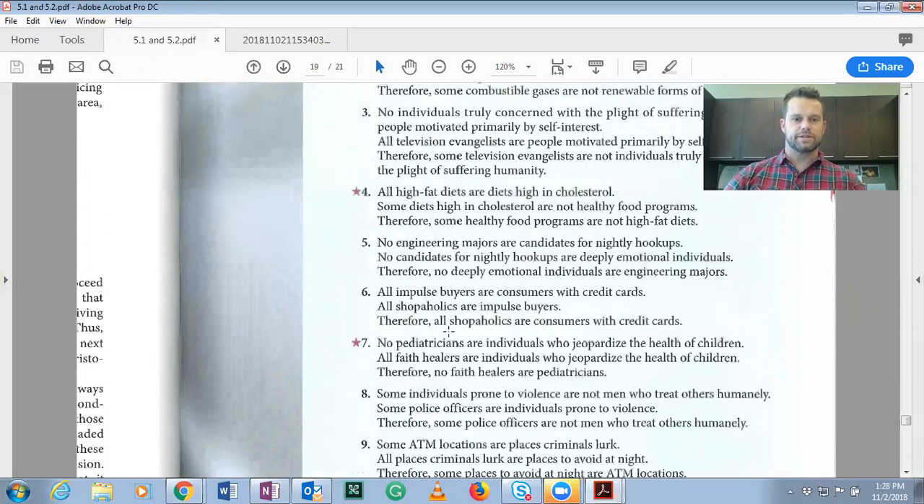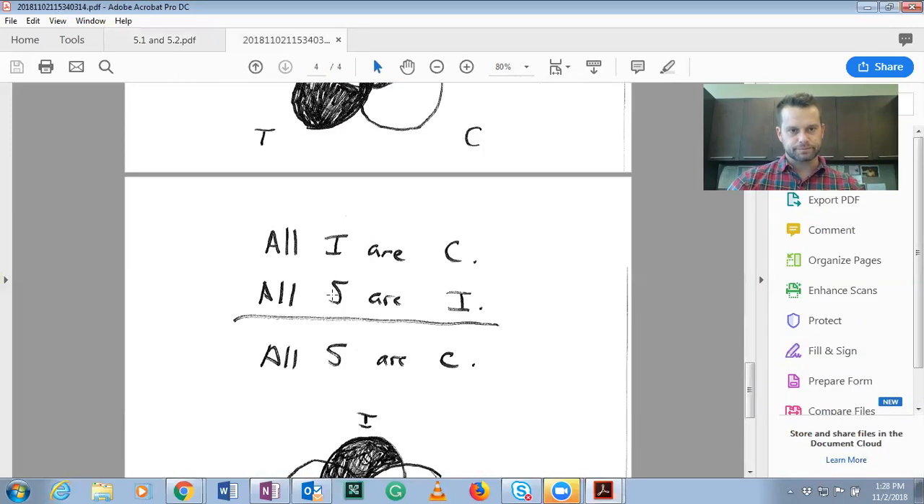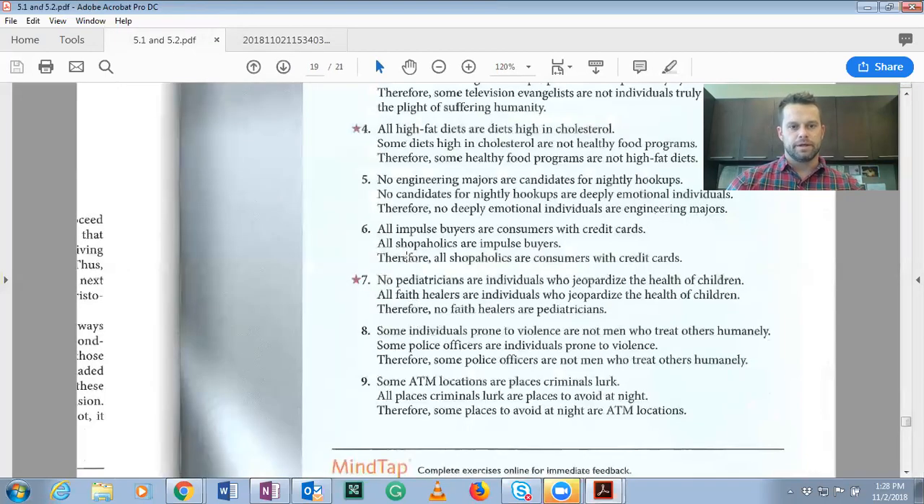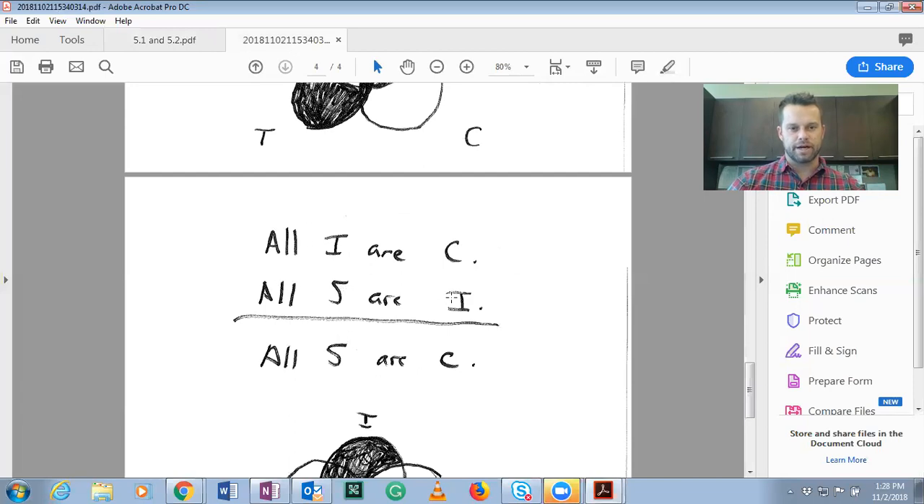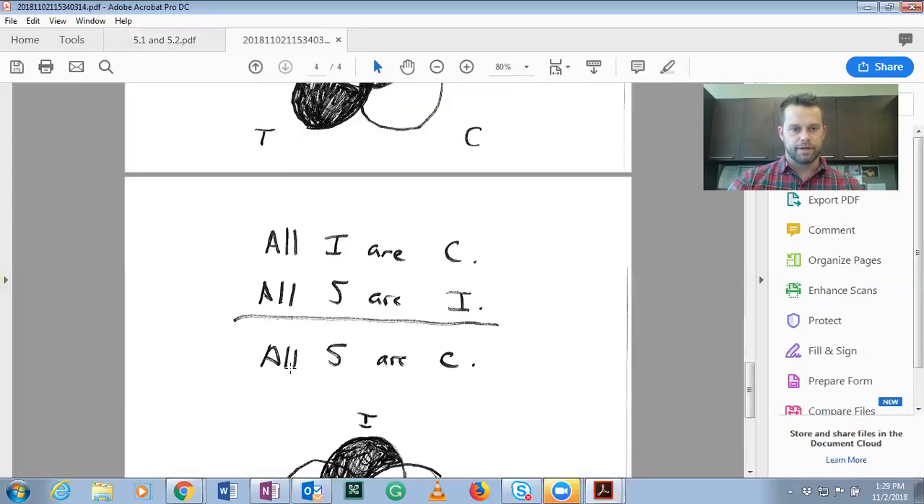This is number 6. All impulse buyers are consumers with credit cards. All shopaholics are impulse buyers. All S are I. Middle term, form 1. When it's angled down that way, it's form 1. And then finally, therefore, all shopaholics are consumers with credit cards.